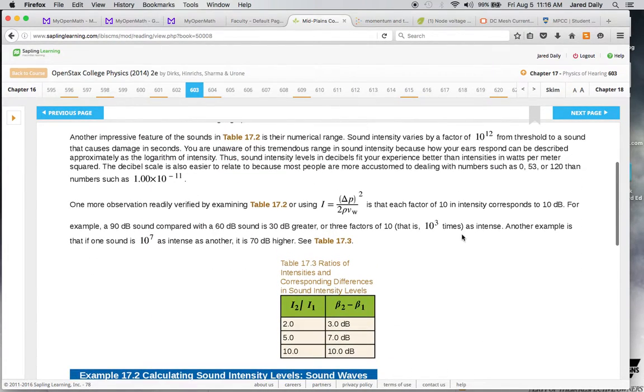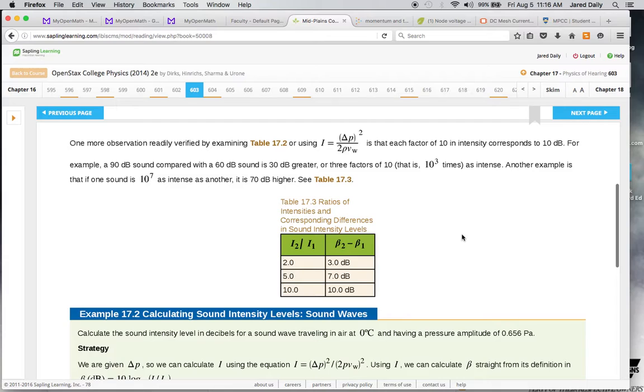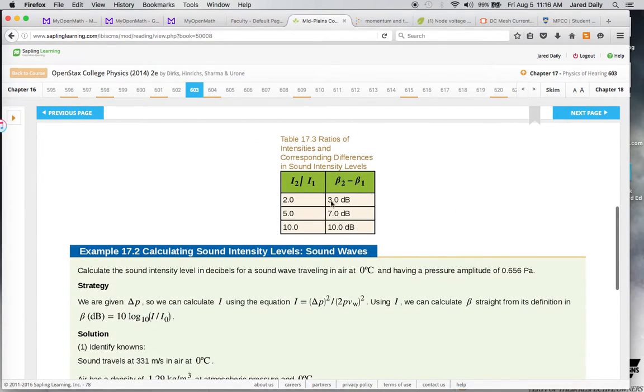And some things that you definitely want to remember, especially for the homework, is that if you double the sound, so if I2 over I1 is equal to 2, so you have twice as much intensity in sound, it only changes the decibels by 3. So if you have 12 decibels of sound and then you hear something that's twice as loud as that, it will just add 3 dB, so it won't be 24 decibels, it'll be 15 decibels. 15 decibels is twice as loud as 12 decibels.